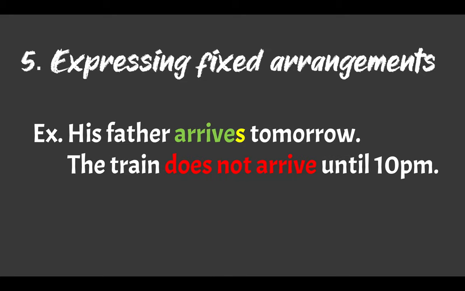Number five, expressing fixed arrangements. So for example, his father arrives tomorrow. This is a fixed arrangement. You know that his father will arrive tomorrow. So we use the present simple. His father arrives tomorrow for sure. The train does not arrive until 10 p.m. This is a fixed arrangement. The train doesn't arrive until 10 p.m.